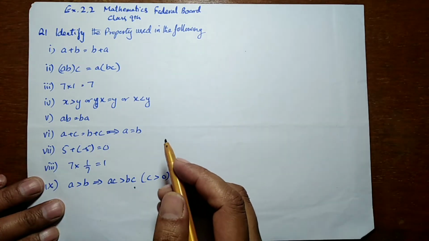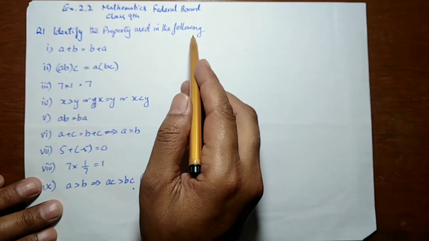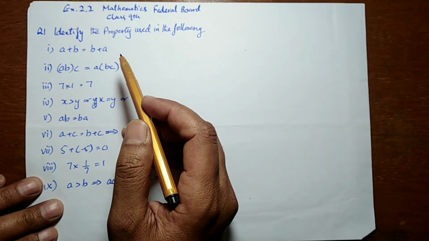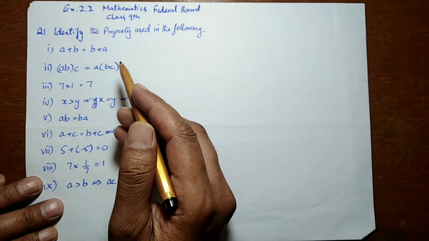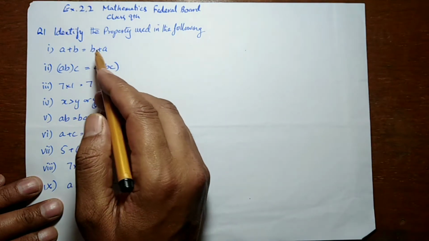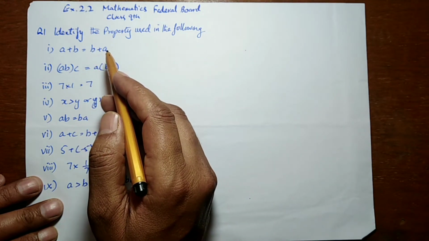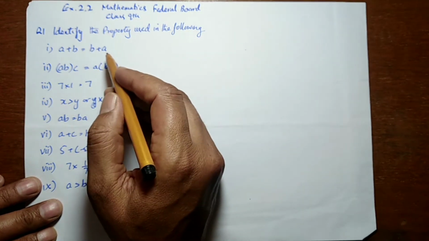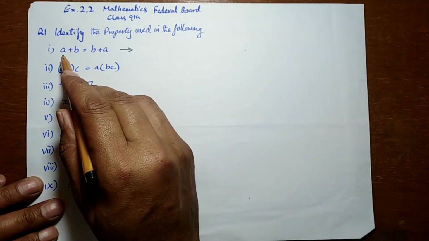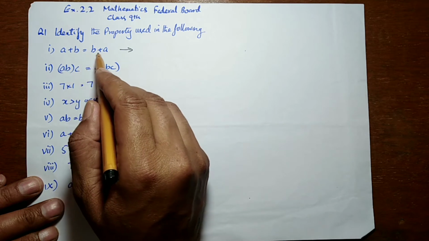Okay, we are supposed to identify the property used in the following questions. As we have discussed earlier in a video, the properties of the real numbers in detail. So following that video, the properties used in these questions. So the first question, you can see a plus b is equal to b plus a.